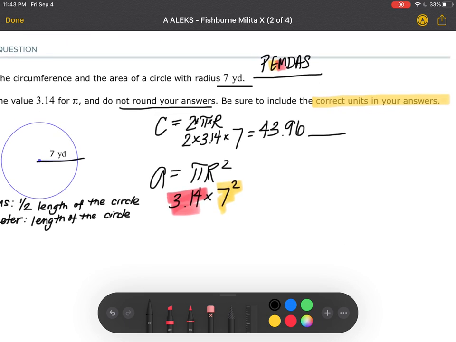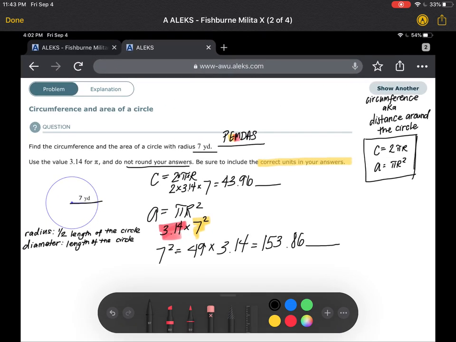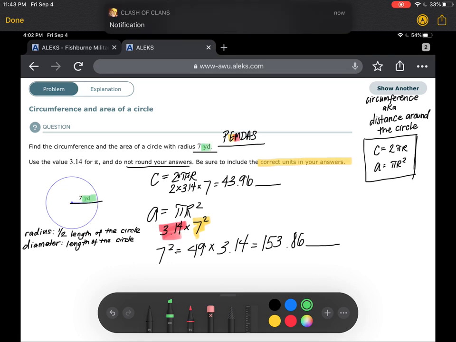So with that, you're going to say 7 squared, which is 49, times 3.14. Okay, so I'm going to put that in my calculator, my magical calculator that you can't see. And it's 49 times 3.14, which is 153.86. Okay, now I'm going to put my little line here for my unit. Now, I'm going to go back real quick and highlight my yards, because it tells me what my unit is.